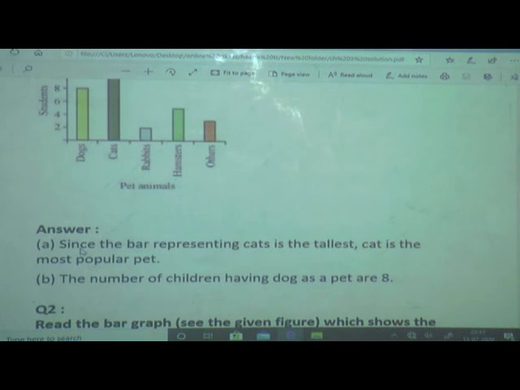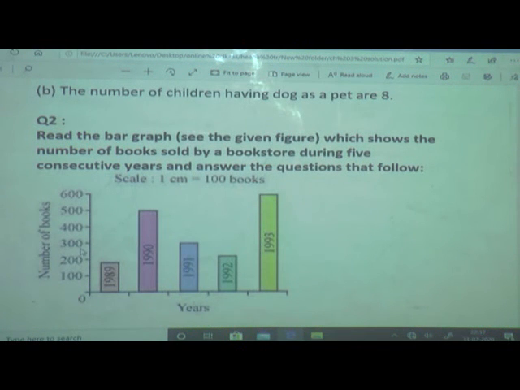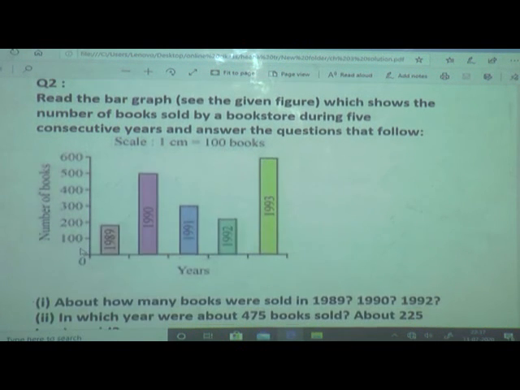Now we will see one more question related to that, which we have already explained in detail. By seeing the graph you can find out. Now here we have another graph with a different scale. I will explain it to you. Read the bar graph. The graph given to us shows the number of books sold by a bookstore during 5 consecutive years, and answer the questions that follow.